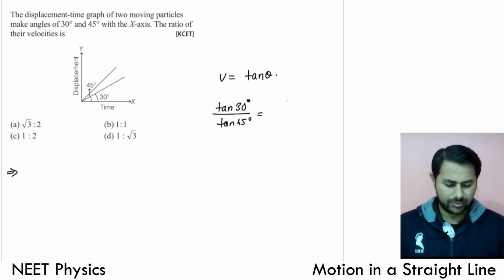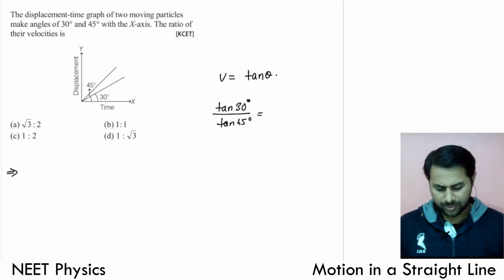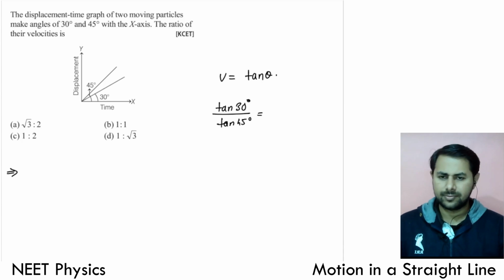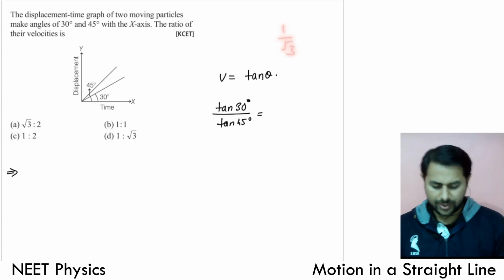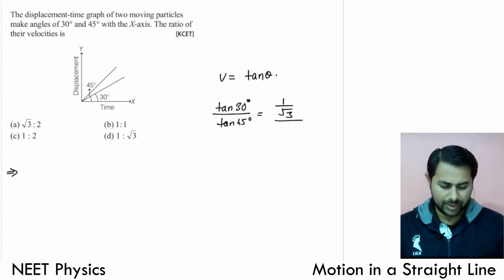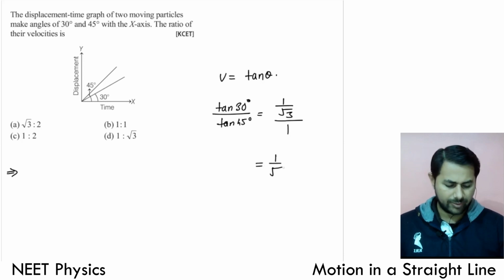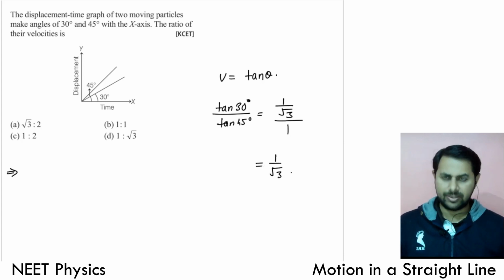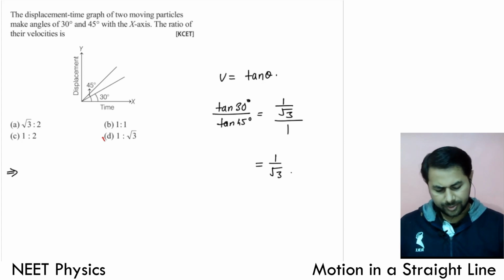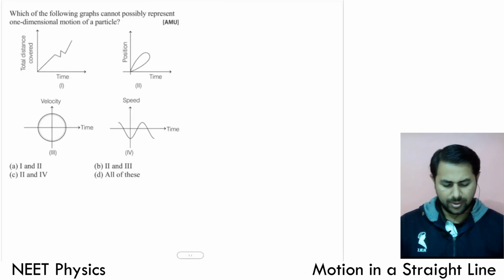So tan 30 to tan 45. What's tan 30? Tell me. 1 by root 3, right? And what is tan 45? Tan 45 is 1. So that is just equal to 1 by root 3. It's very, very simple. So it's option D. All right, so if we remember this, then it's very simple. All right, let's see the next one. These are very simple questions, we are starting with simple questions.